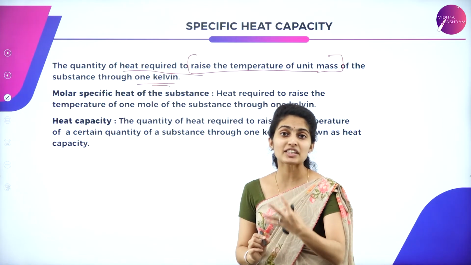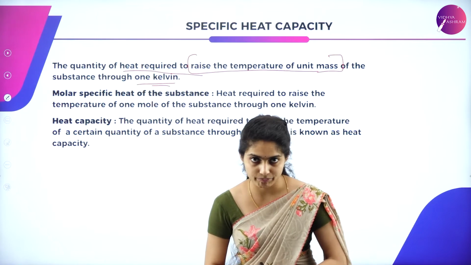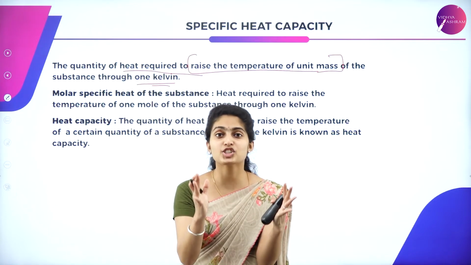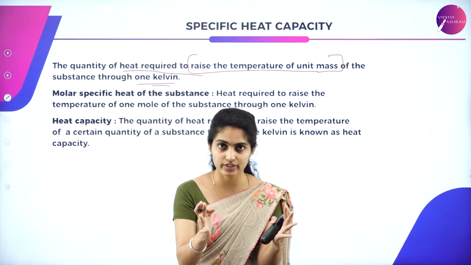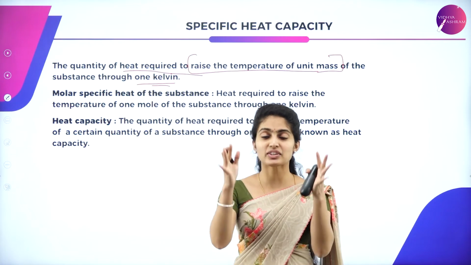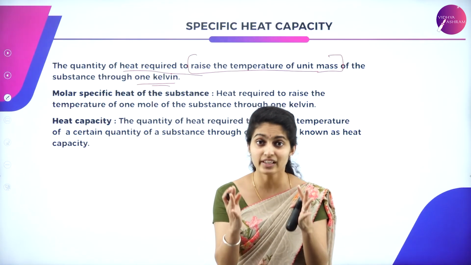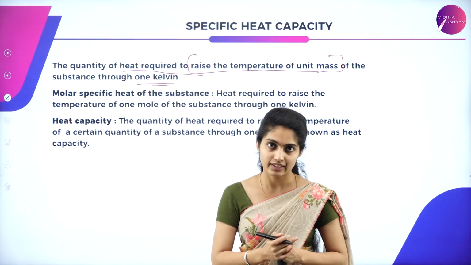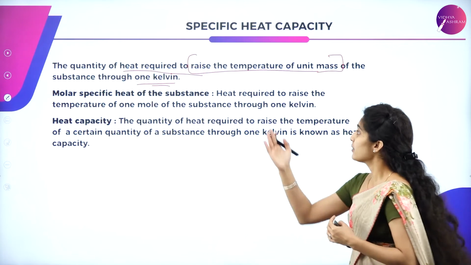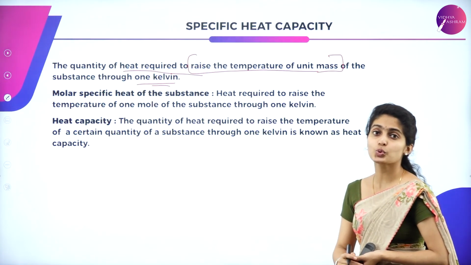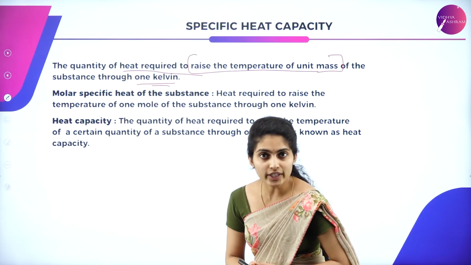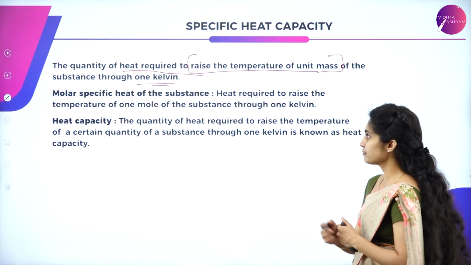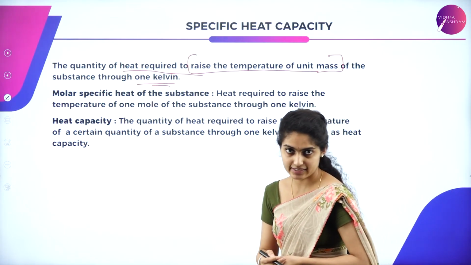through how much? 1 Kelvin. The heat which is supplied to a substance so that its temperature increases by 1 Kelvin, and the substance is said to be in the mass of 1 unit or a unit mass. So again let us read it. The quantity of heat required to raise the temperature of unit mass of the substance through 1 Kelvin is said to be specific heat capacity.